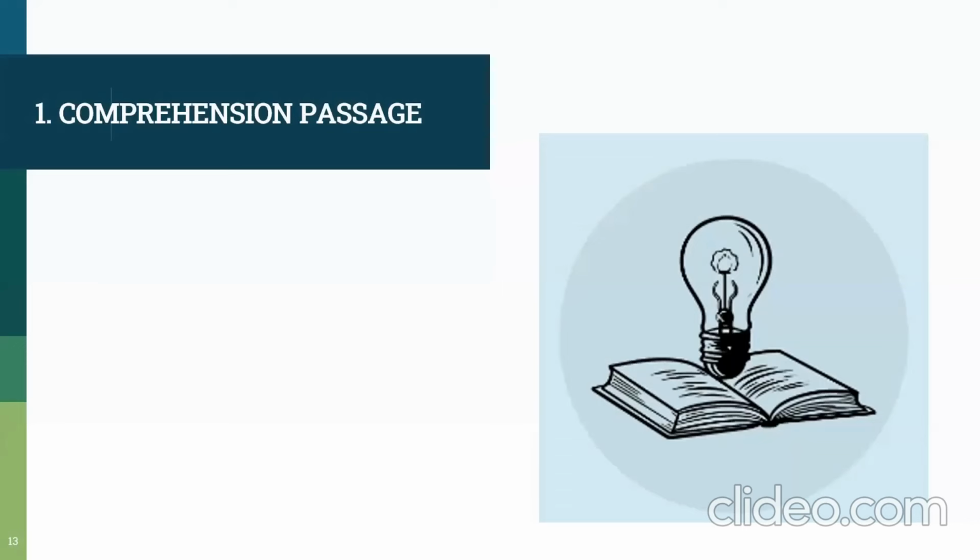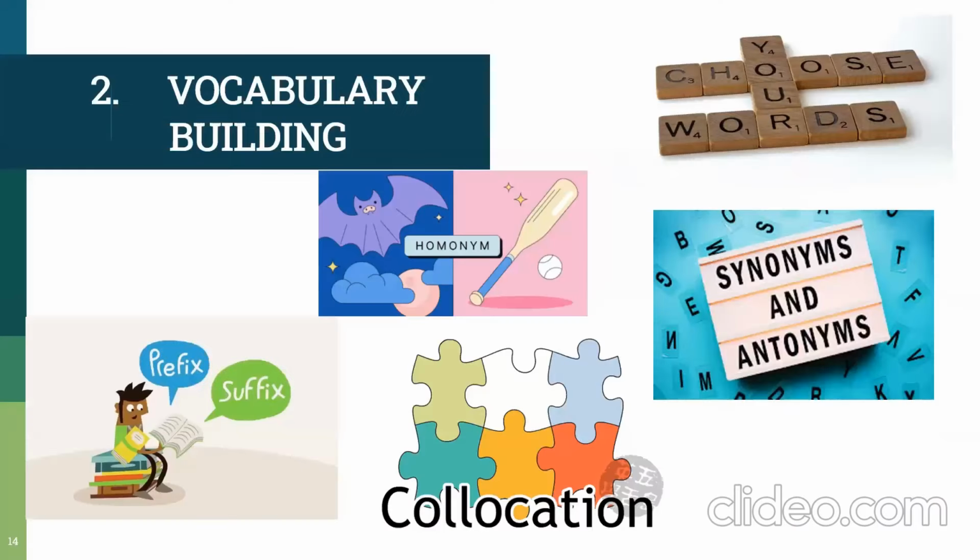You'll be able to capture new vocabulary. You will learn how to frame sentences, and moreover, you will learn skimming and scanning. The second topic you have here is vocabulary building. Under this heading, you have sub-themes like prefix and suffix, homonym, collocation, synonyms, and antonyms. You have plenty of exercises in the textbook as far as vocabulary building is concerned. So you need to study prefix and suffix, homonym, collocation, synonyms, and antonyms.